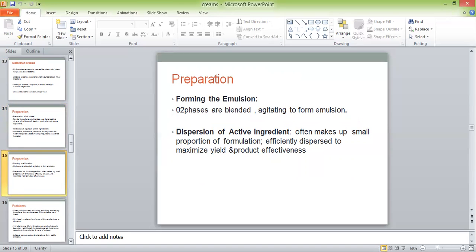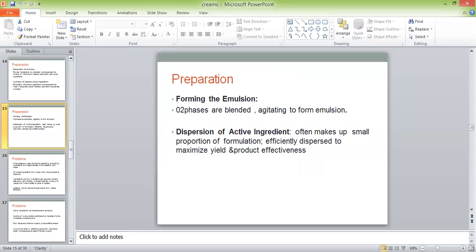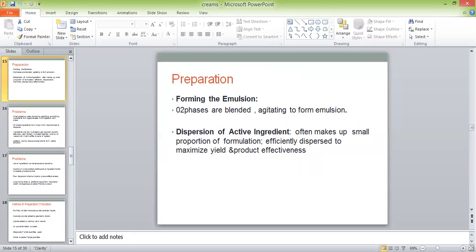Forming of the emulsion: two phases are blended, which are the oil phase and the water phase. The two phases will be blended, agitated and mixed to form a solution. Dispersion of the active ingredient: the active ingredient constitutes a very small portion of the formulation, so it should be very effectively and efficiently dispersed to give the maximum effects, and in return the product on the whole will give the maximum effectivity to the patient.